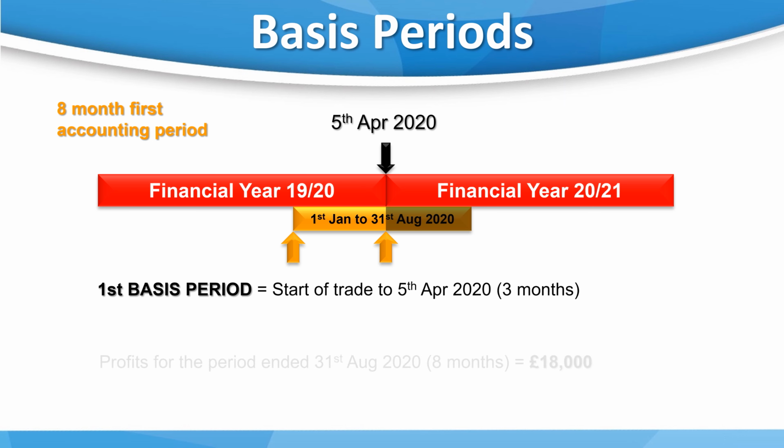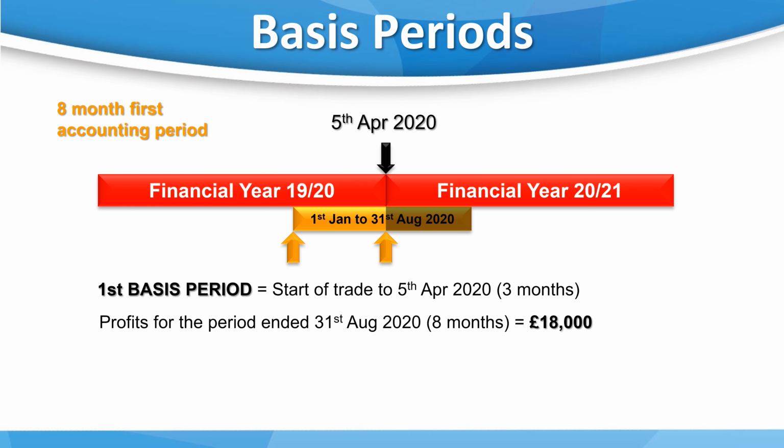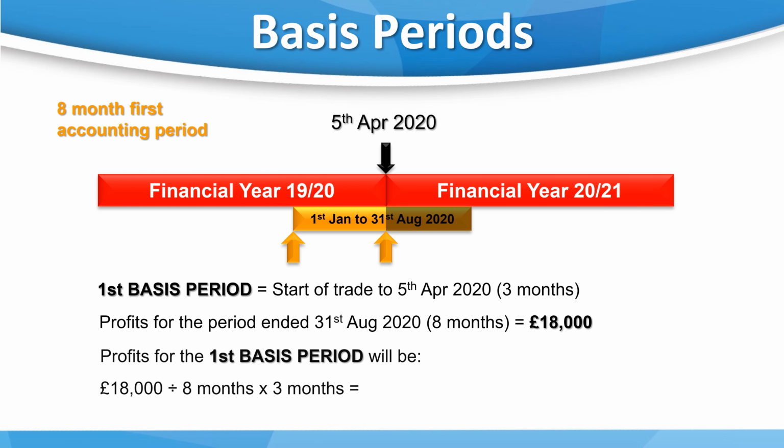So if the profits for the period to the 31st of August were £18,000, the profits to be taxed would be £18,000 divided by 8 multiplied by 3, which is £6,750. And we're dividing by 8 here because the accounting period is 8 months long. You'll notice that the method of determining the first basis period is the same, no matter how long the first accounting period is.